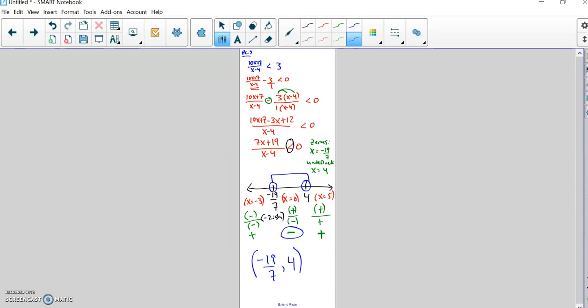Again, this is very similar to the last problem on your homework. So take a look at this example again if you get stuck on the last problem.